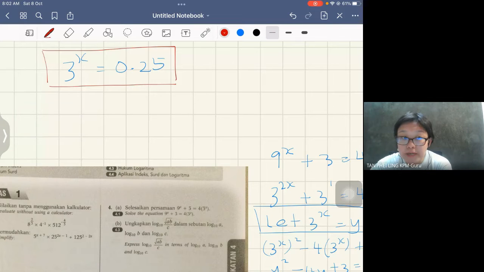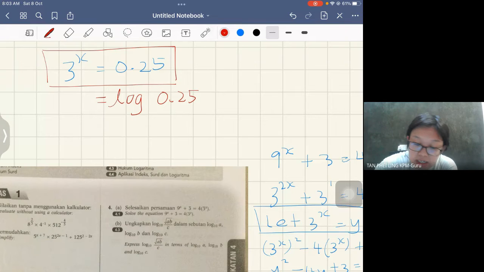The log comes to find the lonely one first. The lonely one is 0.25, so the log will come to find 0.25 first and stay with it. So now I'm teaching you how to change an index number into logarithm. When you want to change to log, log will come and find the lonely number first, which is 0.25. Then you read the 3 as the base, so this 3 will also become the base 3 here. Then you are left with x alone, which is what you want to find.